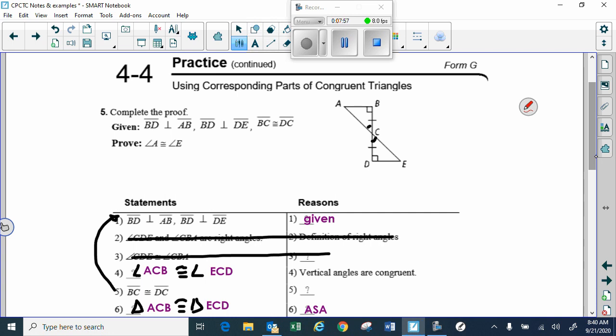Complete this proof. So again, the first step in all proofs is to write down the given. So you see right there, justification: given. It's always your first step in a proof. And if they weren't marked, I would mark them. Of course, those pieces are marked on here.